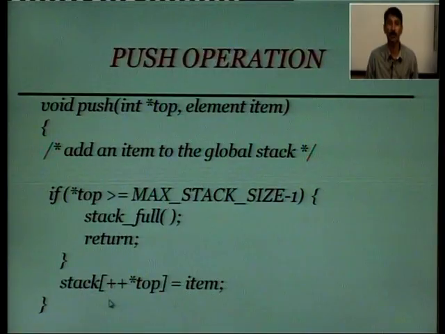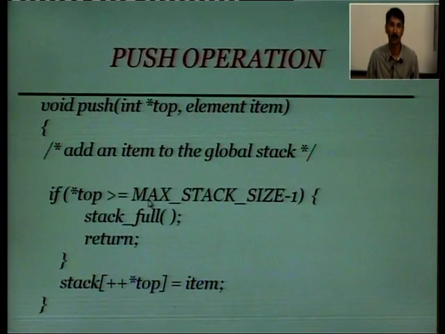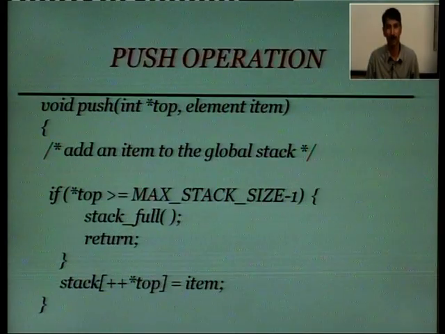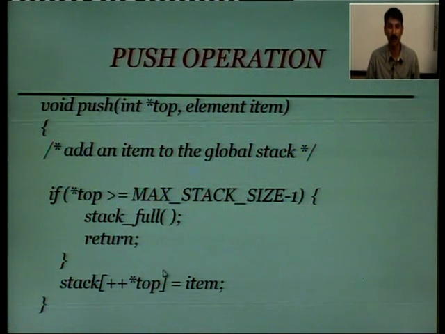But if it happens to be anything less than that, it means there is at least one slot, and I can push the element. So you pick the item, first increment the top, and then after incrementing the top, assign this item to the array location stack[top]. Mind it here, this top has been incremented. If earlier its value was 4, it was incremented to 5, and the item has been assigned to stack[5], that is the next array location.